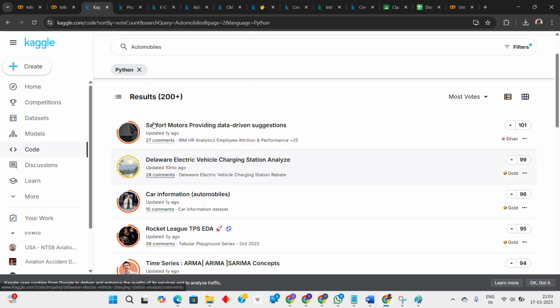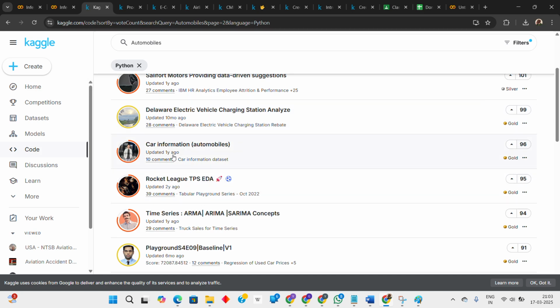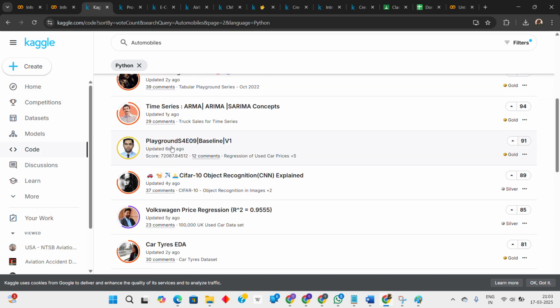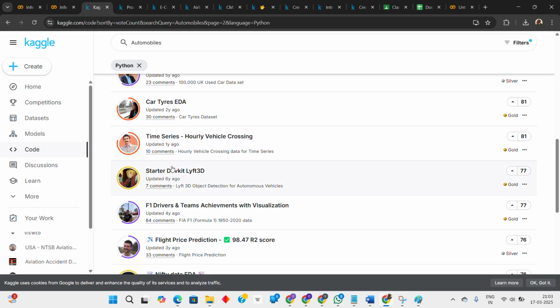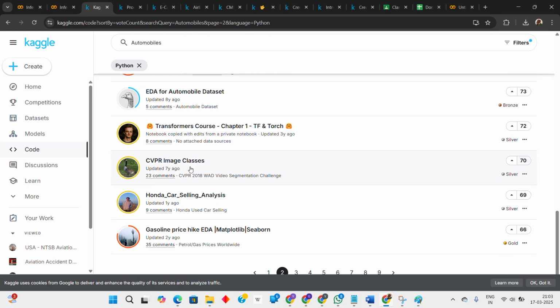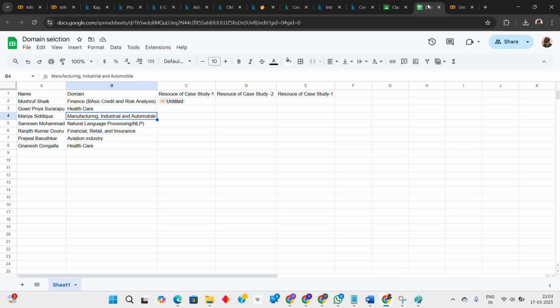Every time they are updated. This is the field where you can see the most updated results. You can see 10 months ago, 1 year ago, 6 months ago, and you can find very recent data sets, because a lot of things are happening around automobile manufacturing and supply chain. So this is the way you can explore, do the case studies, answer them and then share the notebook.